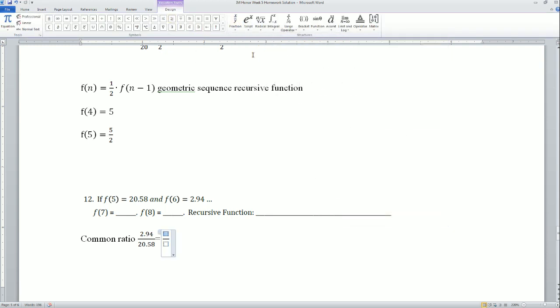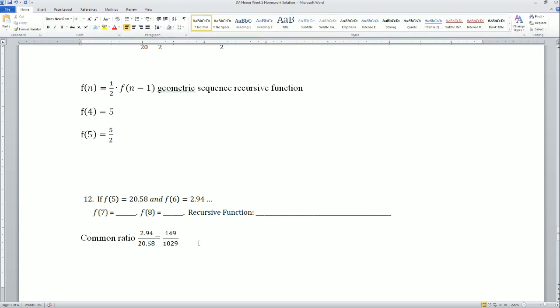Here you go. This is how it looks in fraction form: 149 over 1029. That is the common ratio for this. Sorry, 2.94 divided by 20.58. Oh, it's actually pretty. It's actually 1 over 7. I typed it wrong in the calculator. 1 over 7, right?